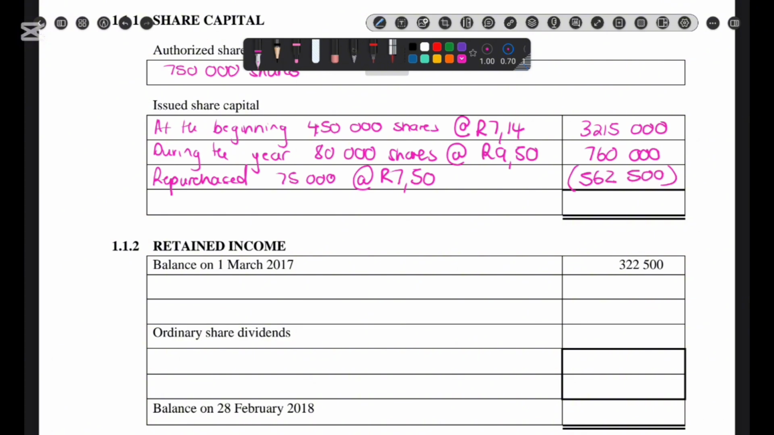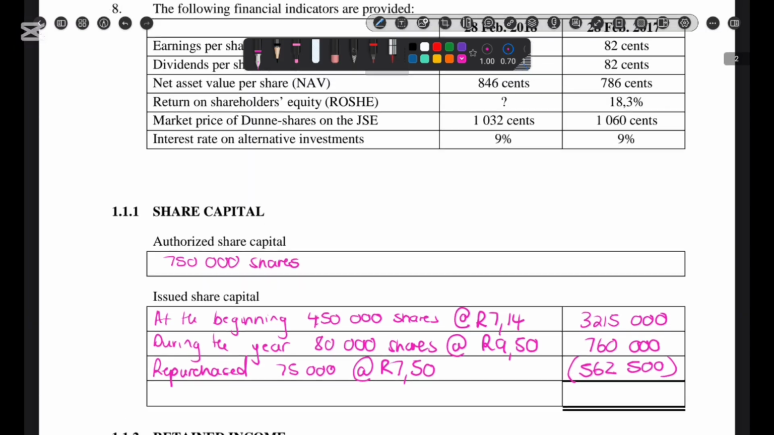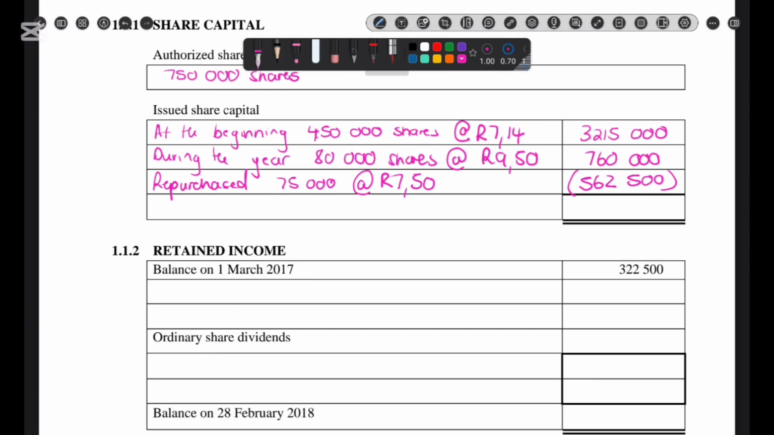Right? Then the end is pretty simple. I add up all. Remember that the buyback is a minus. So I'm going to say issued at the end. So I'm going to add all my shares to get my share amount. So I'm going to take the 450 plus the 80 minus the 75. Remember, buyback is always a minus. So at the end, I have 455,000 shares.